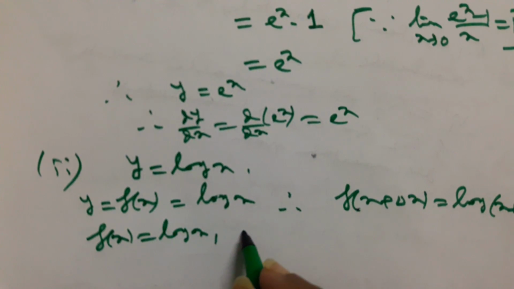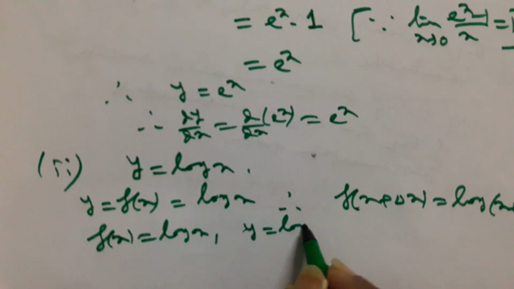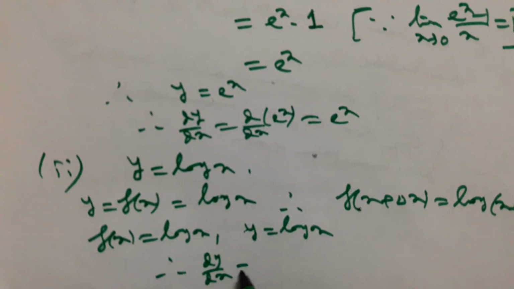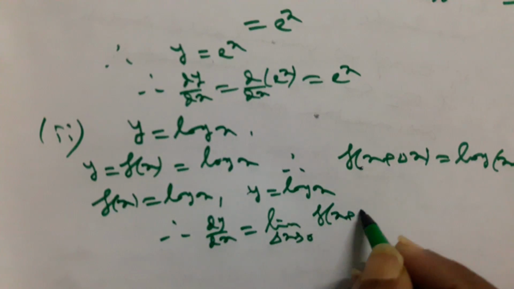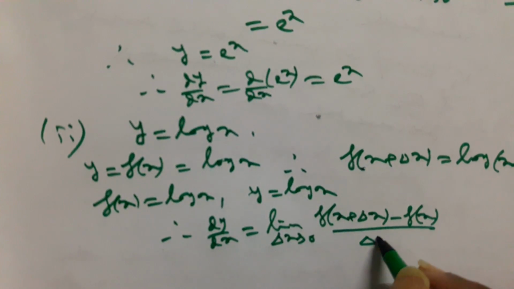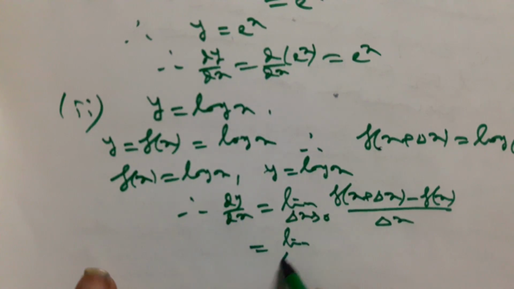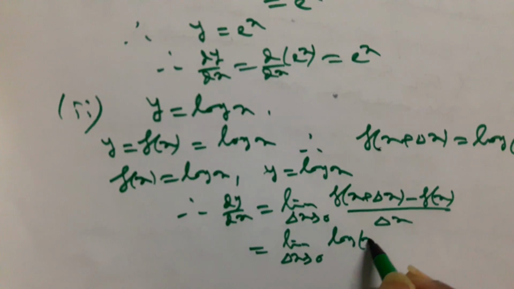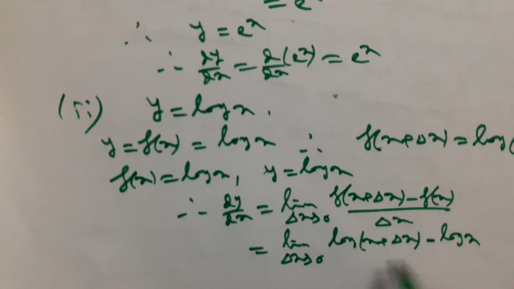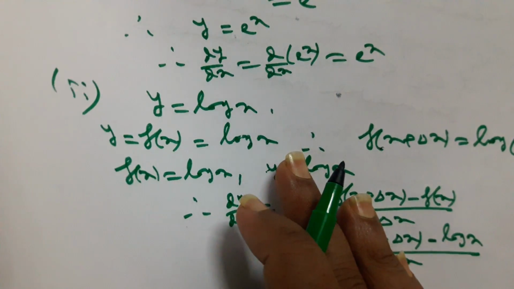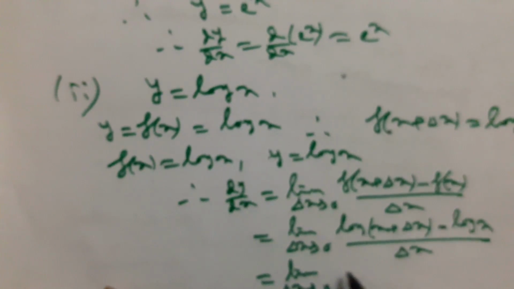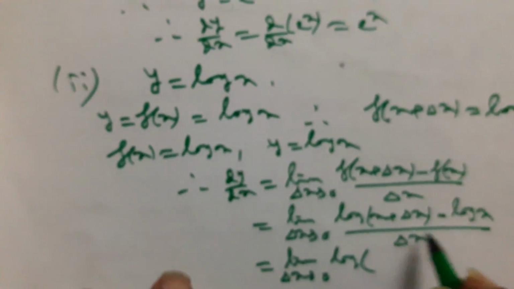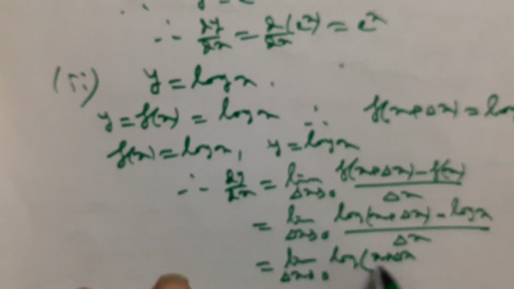Now from the definition, y equals log x, therefore dy/dx equals the limit as delta x tends to 0 of f(x plus delta x) minus f(x) by delta x. That will be the limit as delta x tends to 0 of log of x plus delta x minus log x by delta x. Therefore, using the formula log a minus log b, the limit as delta x tends to 0 of log of x plus delta x by x, by delta x.